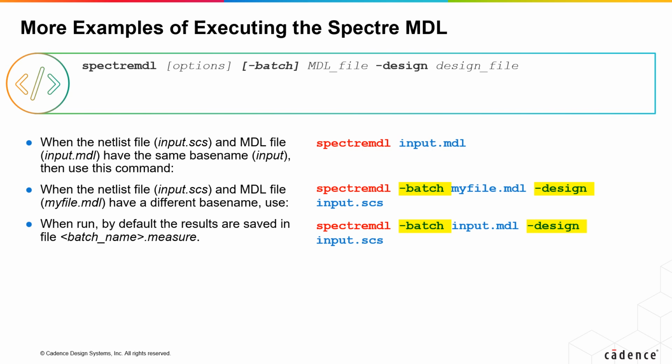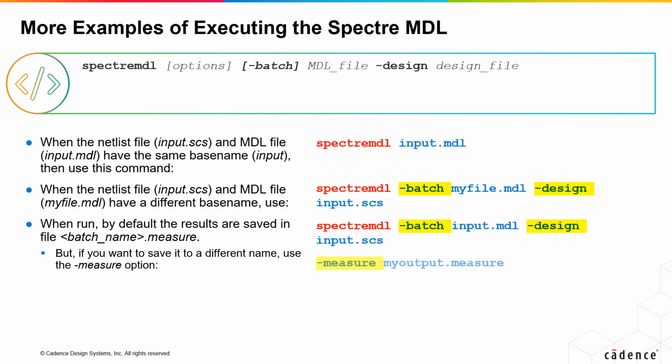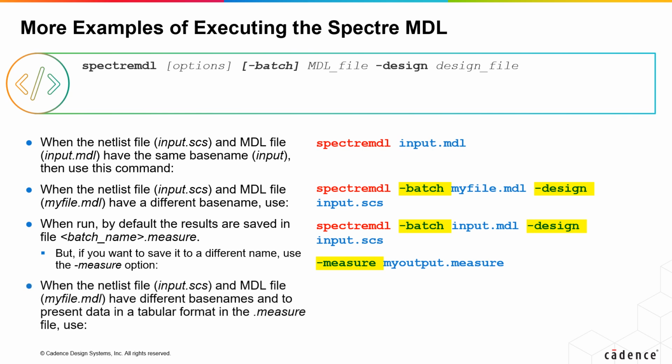However, if you are interested in saving it in a different measure file, then use the -measure switch and provide the new file name as myoutput.measure. Next, if you are interested in saving all the measure outputs in a tabular format, then provide the -tab switch in the spectremdl option as stated in this example.